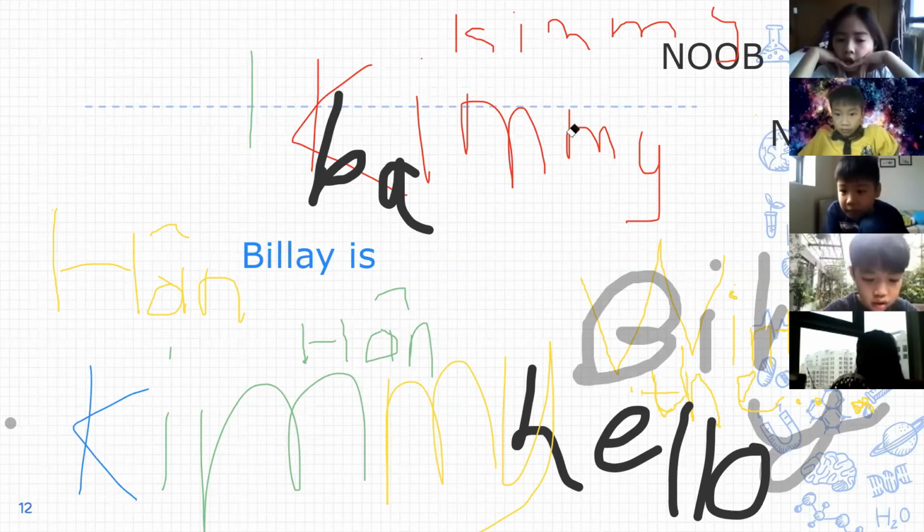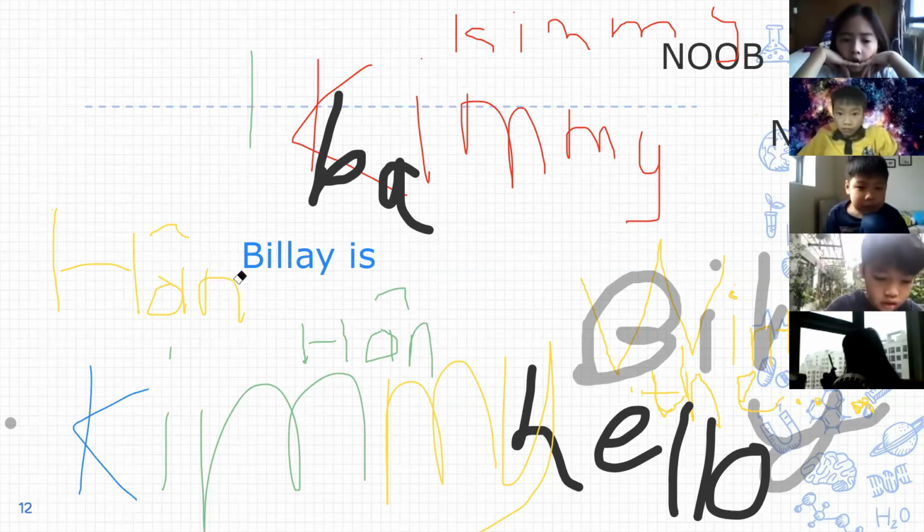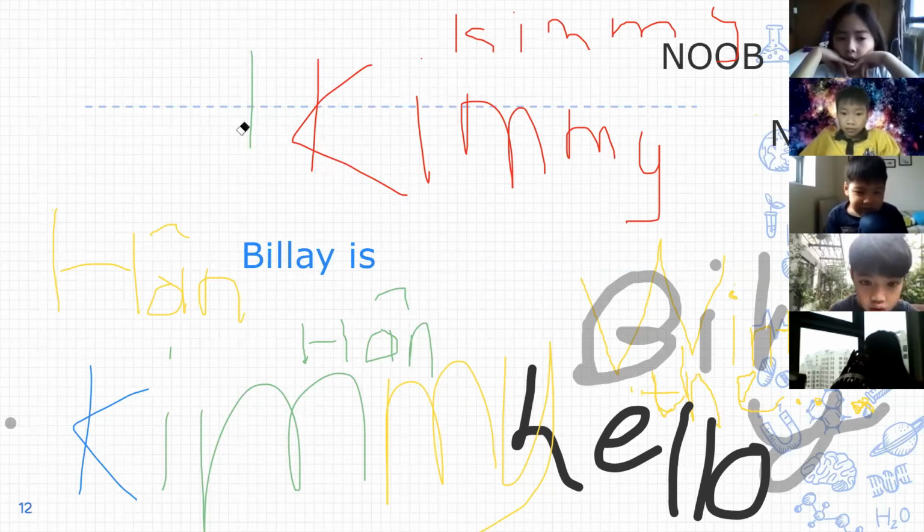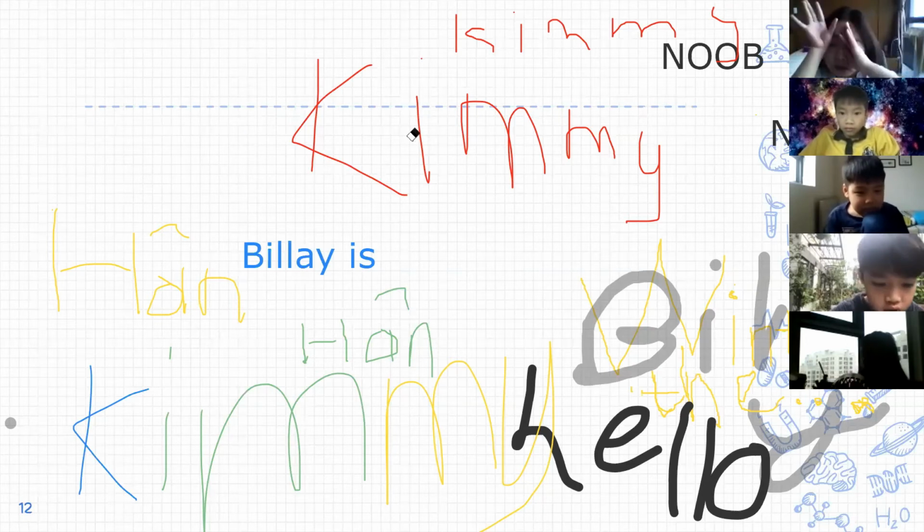You can see Kimmy wrote Kimmy one way, two ways, and three ways. None are the same. Billy's is very big, it's all over the place. Whoever Ba is, good job, Ba. But what you can see is they're all different ways of doing something, okay?